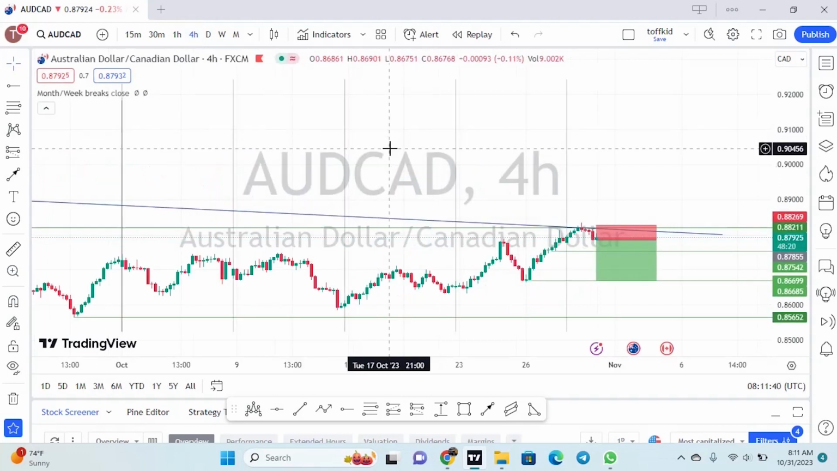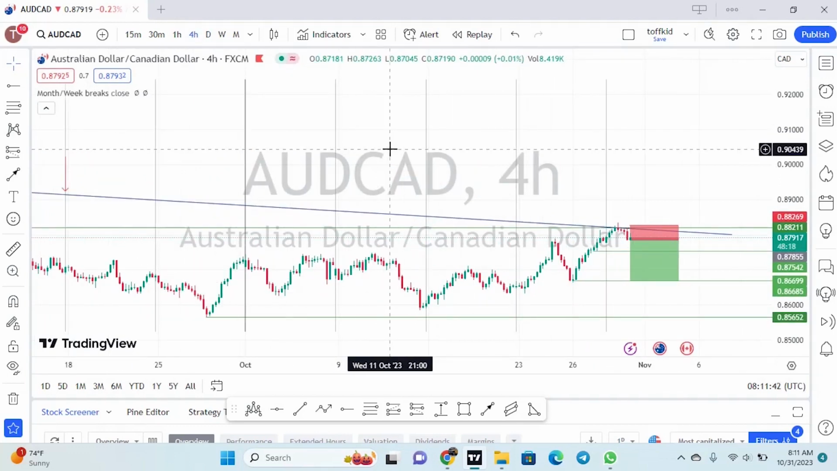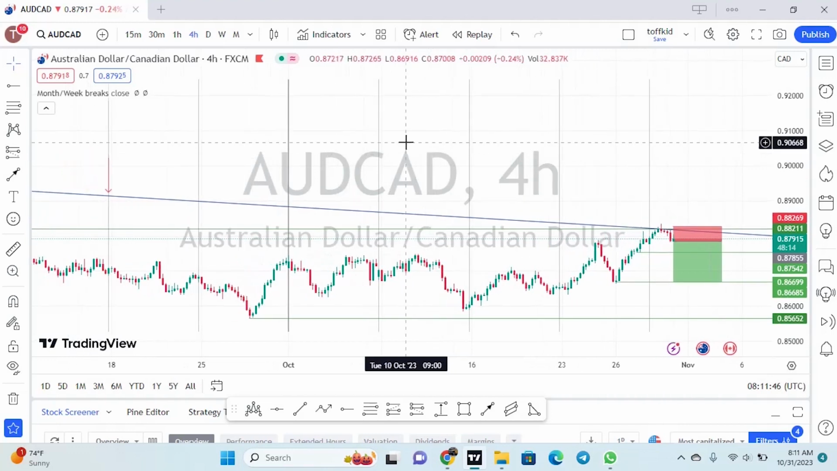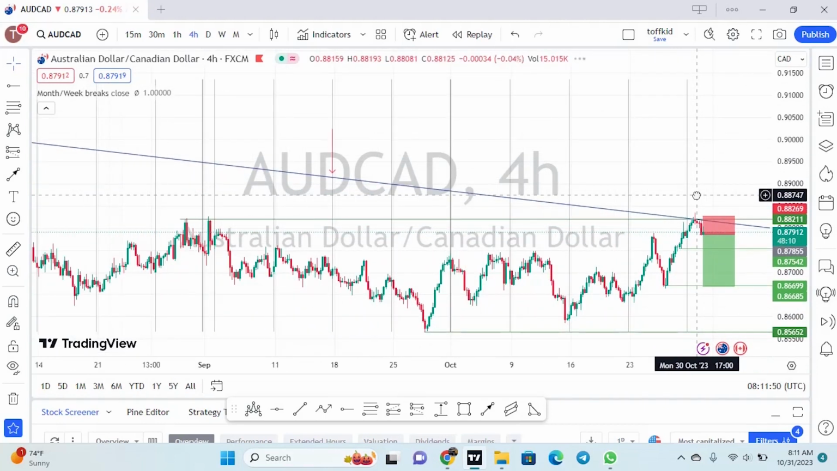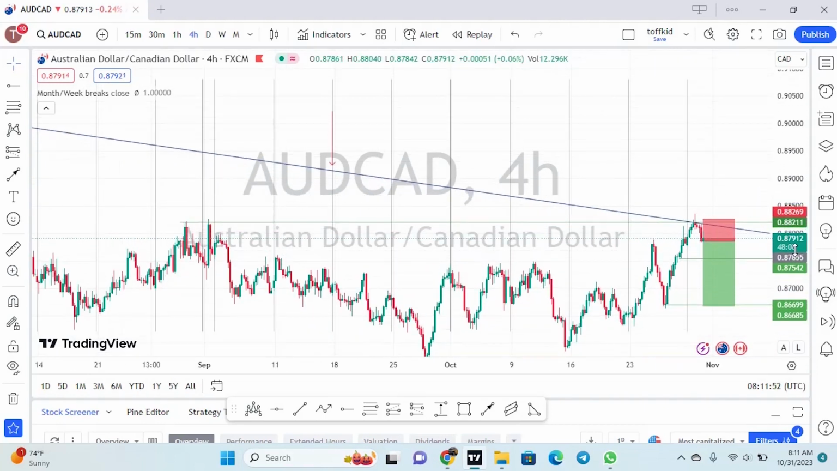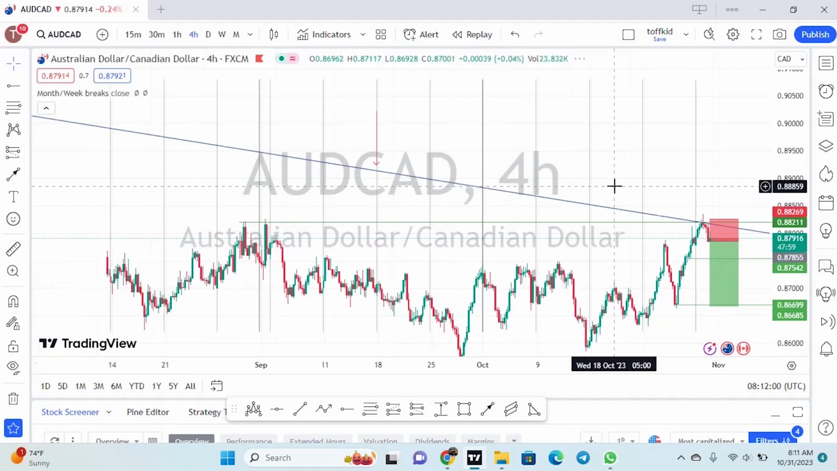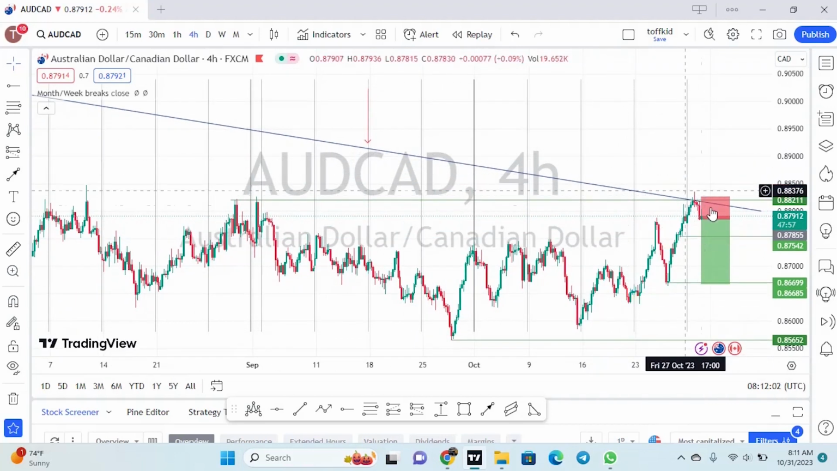So from the weekly to the daily, we clearly know that the market is moving on the bearish side. So most of our positions are going to be taken on the bearish side of the market. And now you can clearly see this is the third touch of the trend line, and that's super nice.